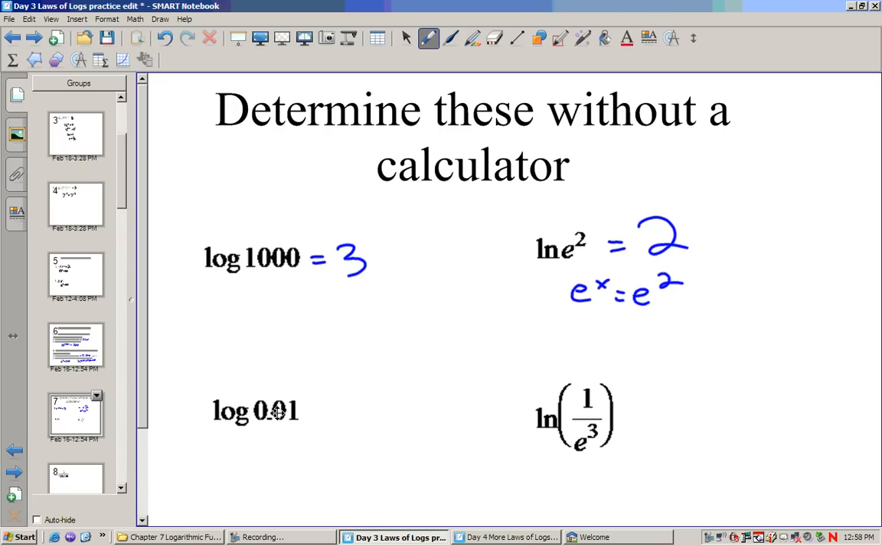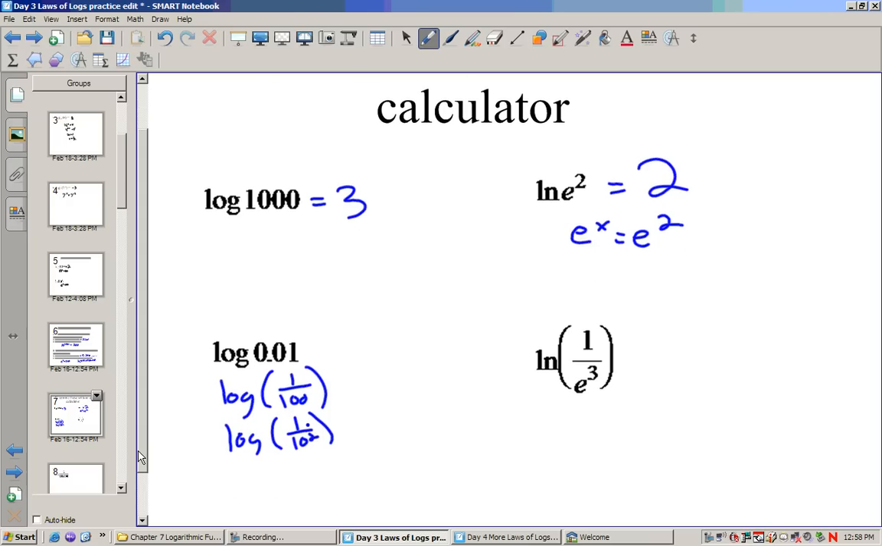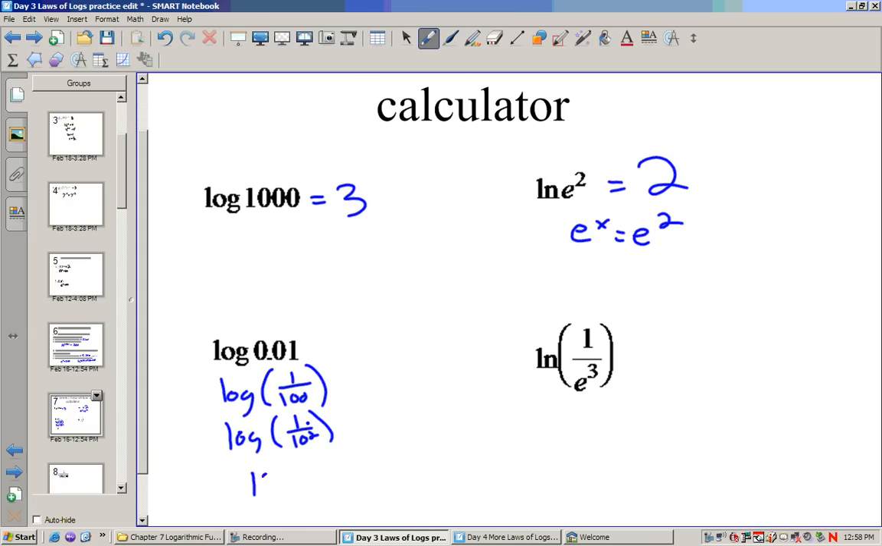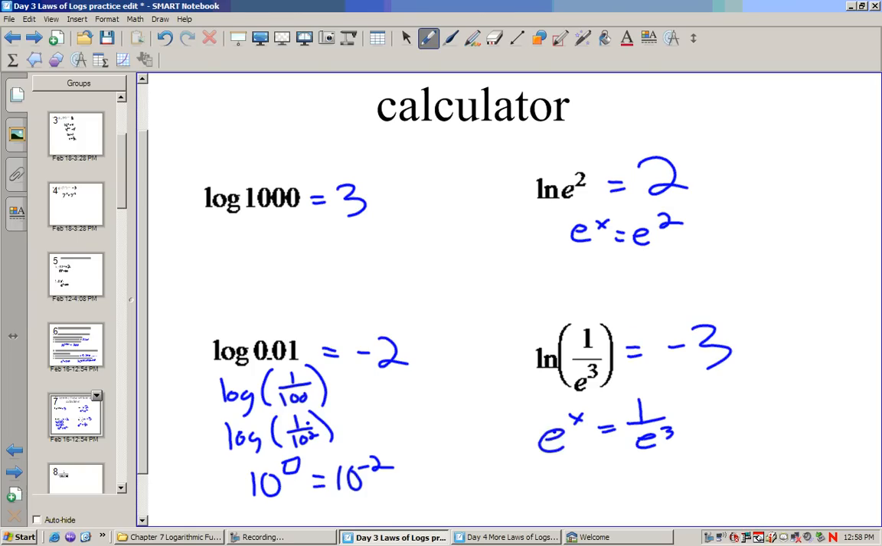Log of 1/100th. Well, that's log of 1 over 10 squared. So it's saying 10 to which power is equal to 10 to the negative 2. Well, that answer is just going to be negative 2. Now, natural log, remember this is e. e to which power is 1 over e to the third. Well, it looks like that would be negative 3, because e to the negative 3 would be 1 over e to the third.